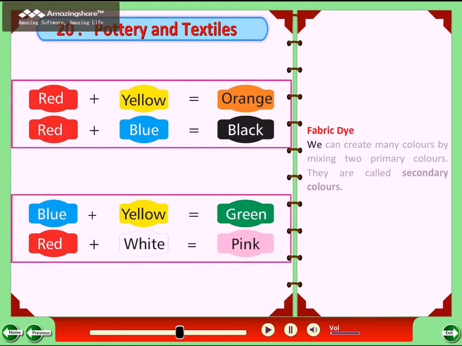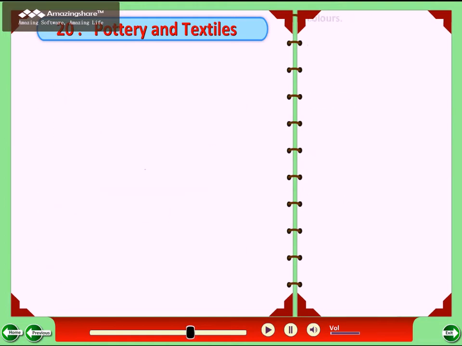Fabric dye. We can create many colors by mixing two primary colors. They are called secondary colors. Red plus yellow gives us orange. Red plus blue gives us black. Blue plus yellow gives us green. Red plus white gives us pink.